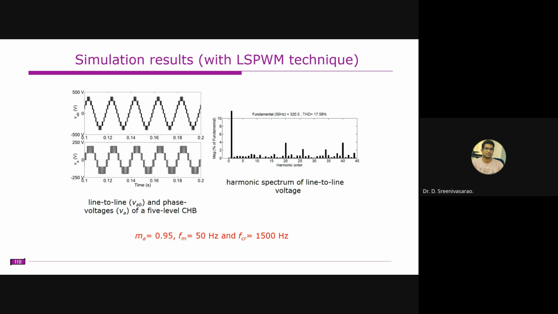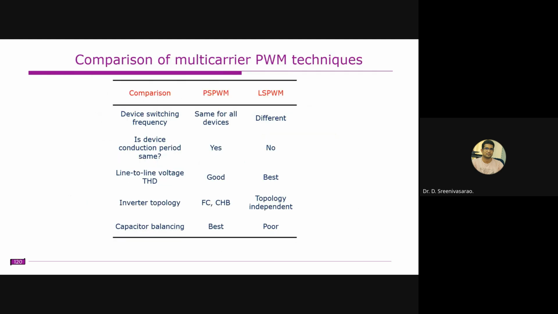All right. So that means level shift PWM produces the best performance compared to phase shift PWM, but the drawbacks are unequal power distribution and unequal loss distribution. All the devices are not operating at the same frequency. So this is the comparison. In phase shift PWM, the device switching frequency is the same for all, and this is different here. Conduction periods are the same for PSPWM, and this is different. Line THD is good here, whereas you get the best performance.